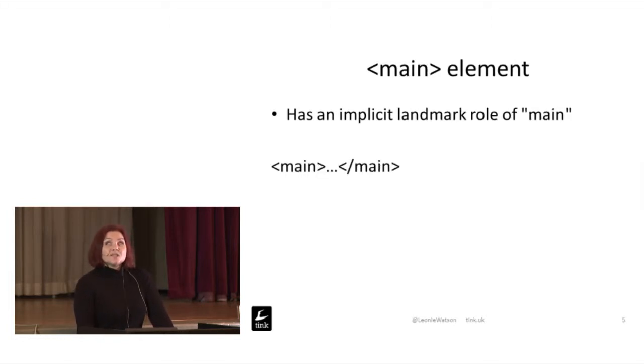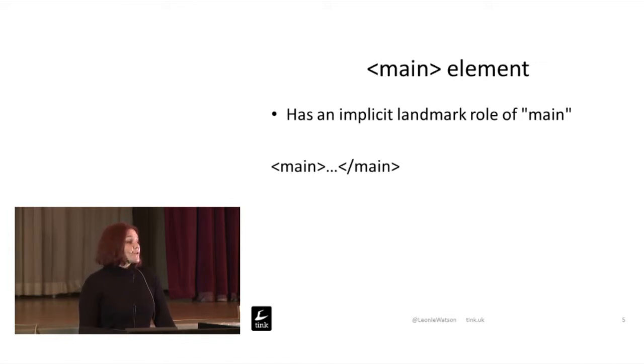Another example is the HTML5 main element. And the browser knows, again, that this element represents the main content area on the page. And it makes that information available to assistive technologies. So a speech recognition user can move to the main content area of the page. A screen reader user will know that that's the part of the page they're on.